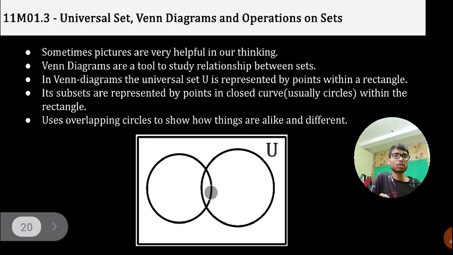Whatever elements come in this will be common, because this space belongs to this circle, and this space also belongs to this circle. So this is common for these two sets.